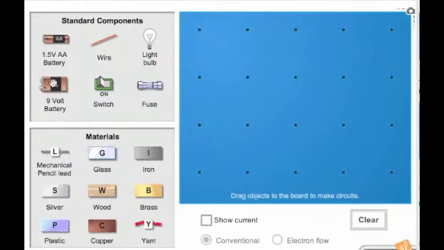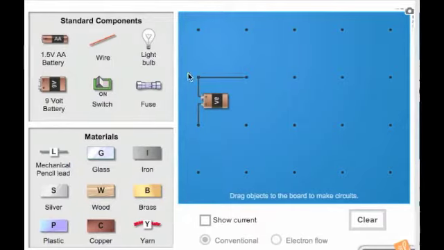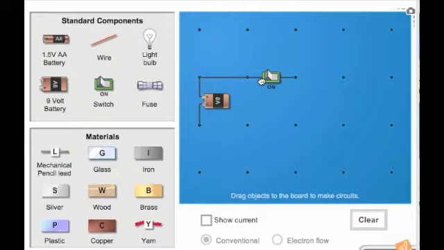Let's build this circuit. First, we need a power supply, this 9-volt battery. Hook a wire to a switch, another wire leading to a light bulb, and a wire back to the battery. If the switch is closed, then there is a complete path back to the power supply and electrons flow through the circuit, lighting the light bulb. If the switch is open, if a wire is removed or a bulb is removed, then there's no longer a complete path and electrons stop flowing.